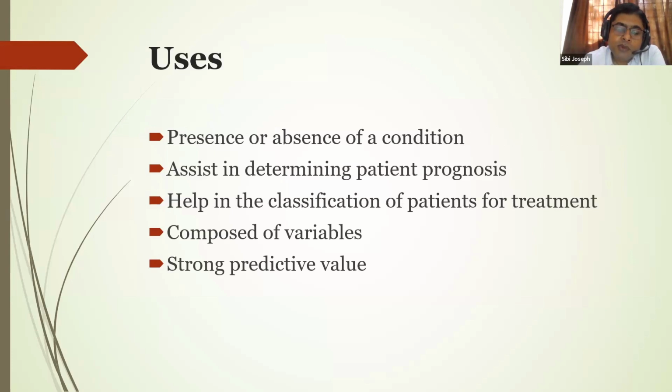CPRs are commonly used to describe the likelihood of the presence or absence of a condition, assist in determining patient prognosis, and help in the classification of patients for treatment. They usually comprise variables obtained from the history, physical examination, and simple diagnostic tests that show strong predictive value.